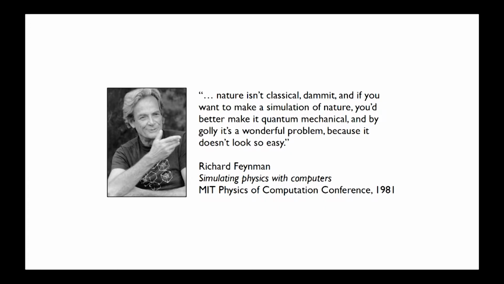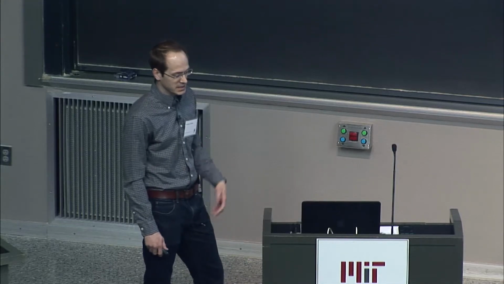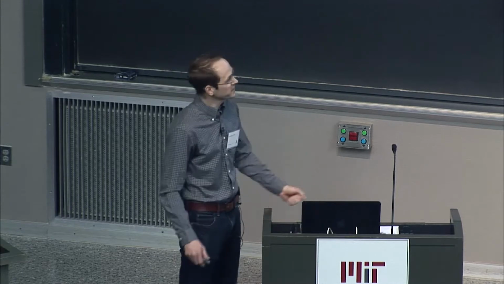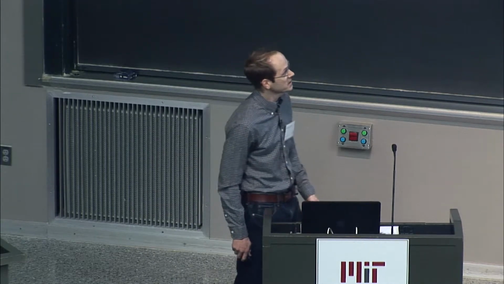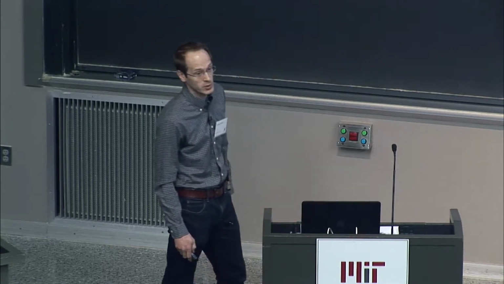Feynman realized that it's difficult to simulate quantum mechanical systems with classical computers, basically because if you want to explicitly represent the quantum state, you need to write down a lot of information. And he thought, well, this is, in this quote, he says this is a wonderful problem because it doesn't look so easy. This was his perspective that he gave in a keynote speech at a conference at MIT, the Physics of Computation Conference in 1981.